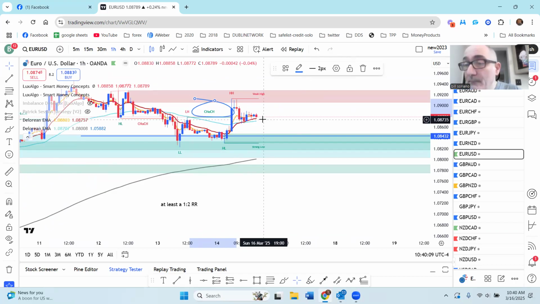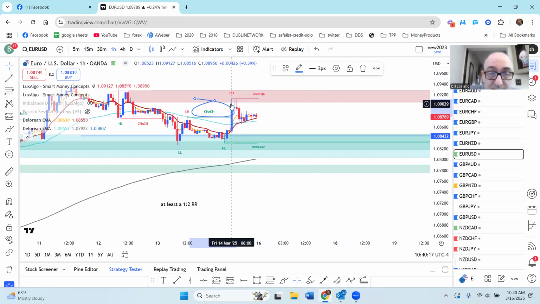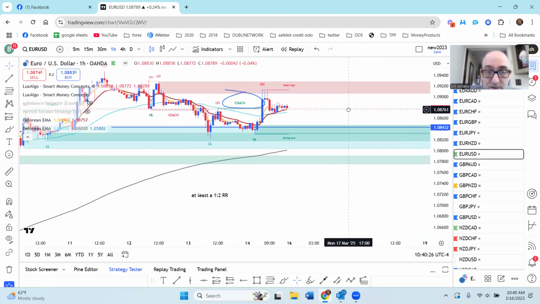Okay. And then once that alert goes off, we can then wait for a change of character. We could get it sometimes on the same candle, like what happens right here. This candle right here, the yellow crosses and closes above the red, giving us our buy shift, and we also get a change of character all in one candle.